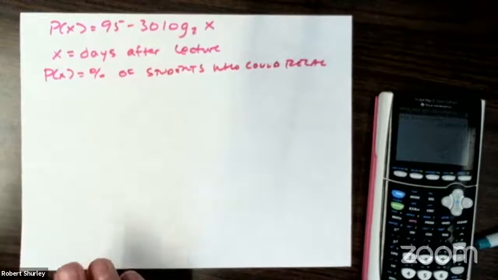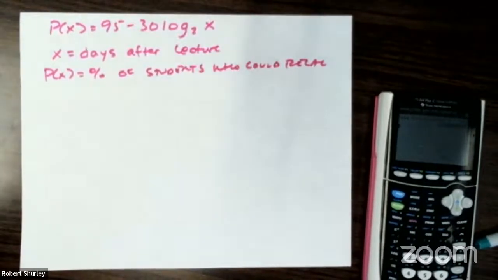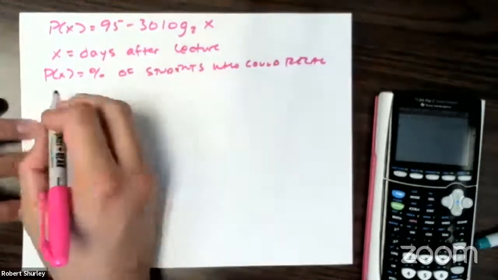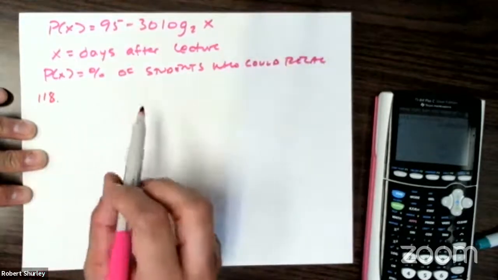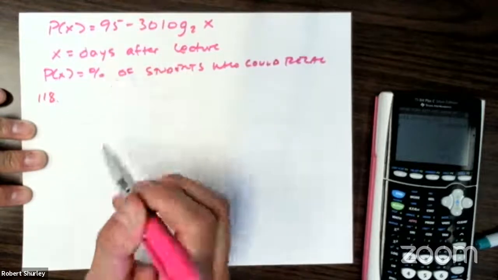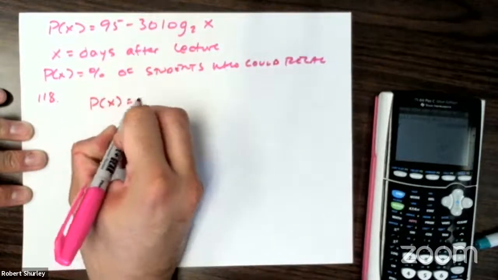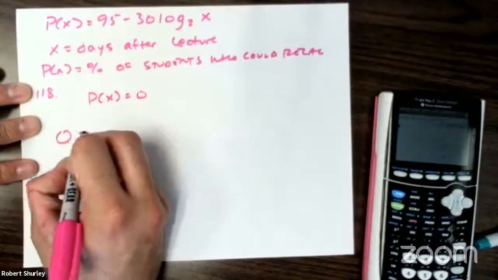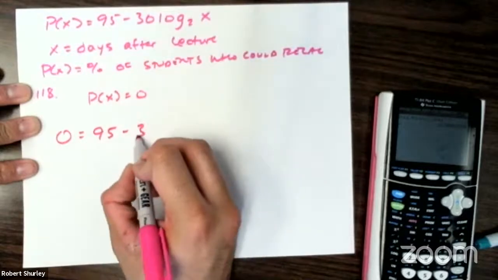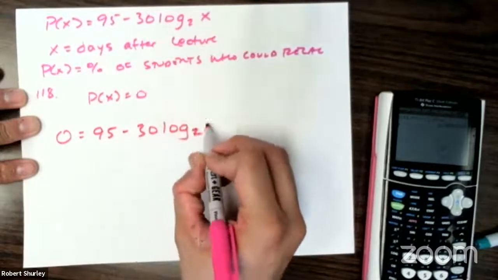So the question states, this is 118, let's do 118, because you can do 117 in the homework. How many days after the lecture have all students forgotten the important features? It says, hint, let p of x equal 0 and solve for x. So how many days will it take for nobody to remember? So p of x equals 0. No one remembers the lecture. Now we're going to plug that in. So we get 0 equals 95 minus 30 log base 2 of x.